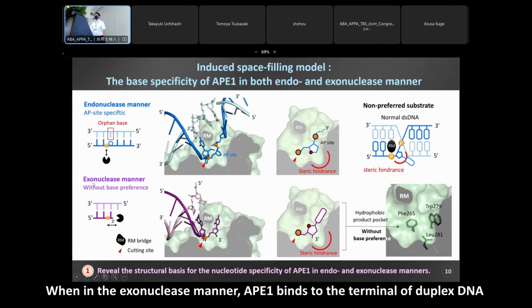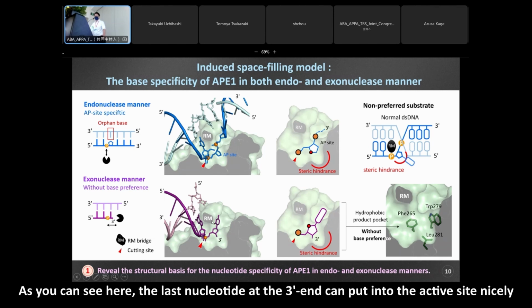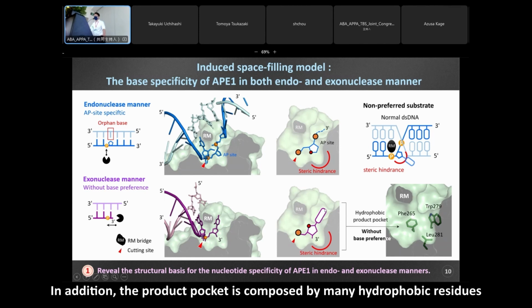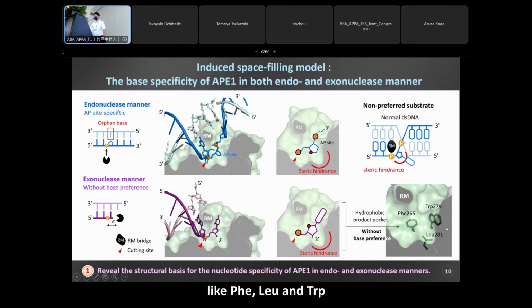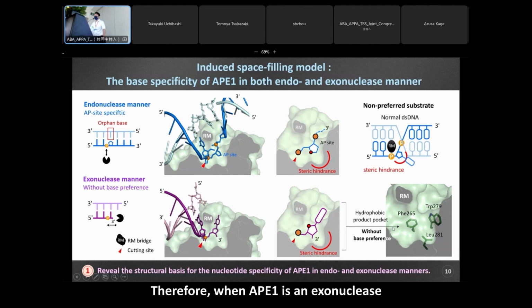In the exonuclease mode, APE1 binds to the terminal of duplex DNA and separates the last base pair. As you can see here, the last nucleotide at the 3' end can be put into the active site nicely. And because there is no upstream phosphate, the base can lay on here. In addition, the product pocket is composed of many hydrophobic residues like phenylalanine, leucine, and tryptophan, so they cannot interact with the base by specific hydrogen bonds. Therefore, when APE1 is an exonuclease, it is without a base preference.